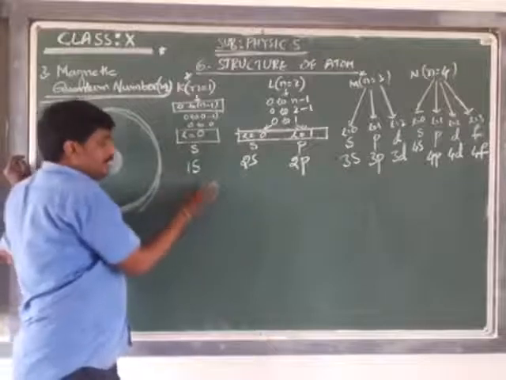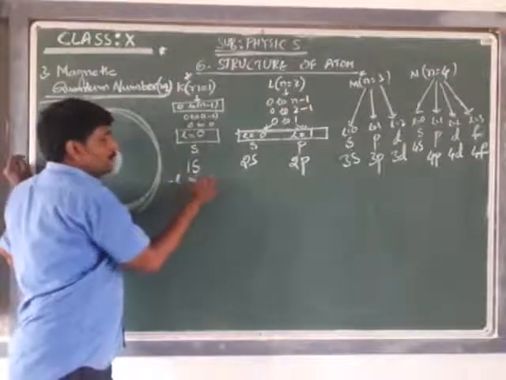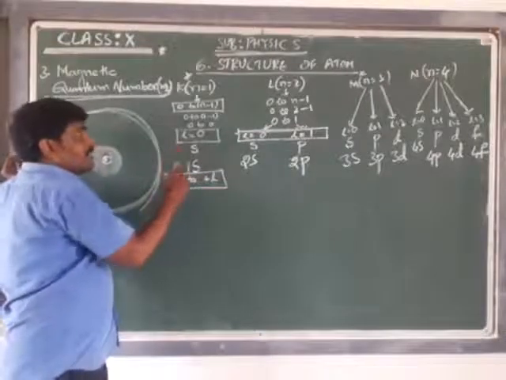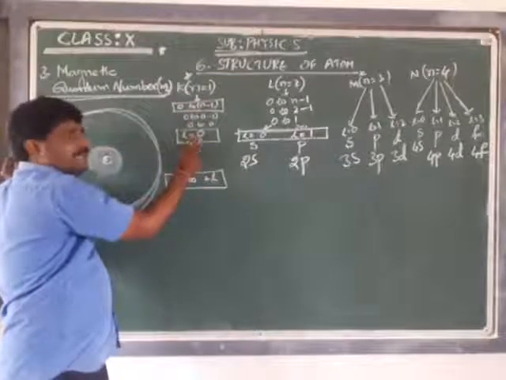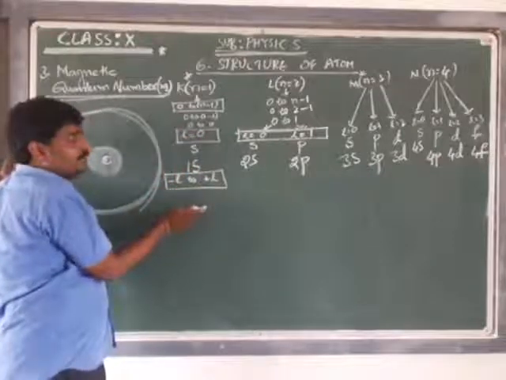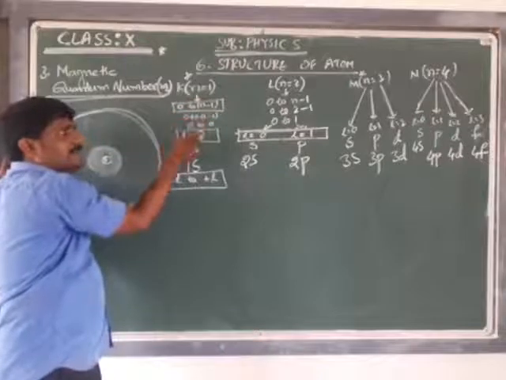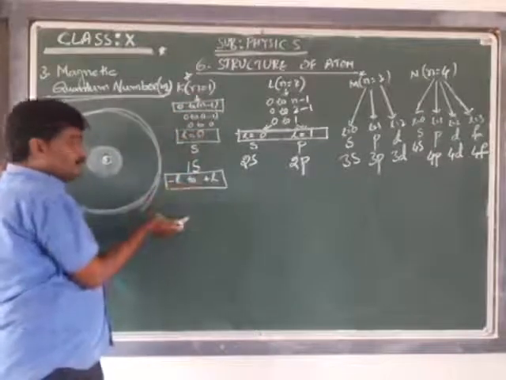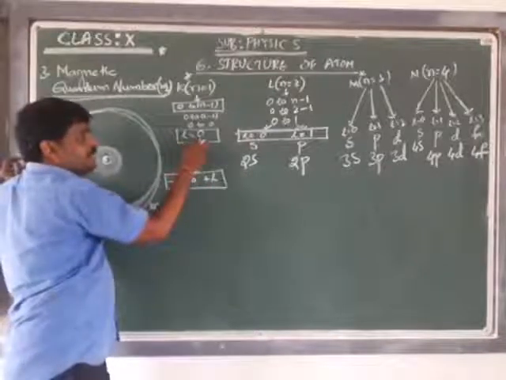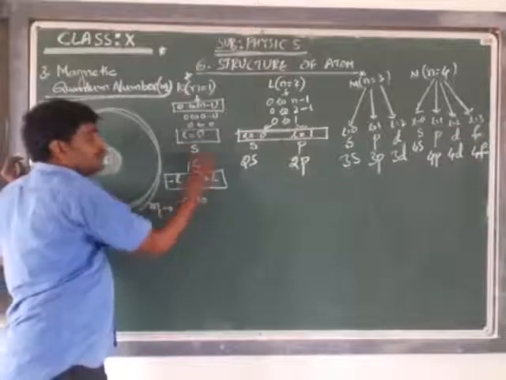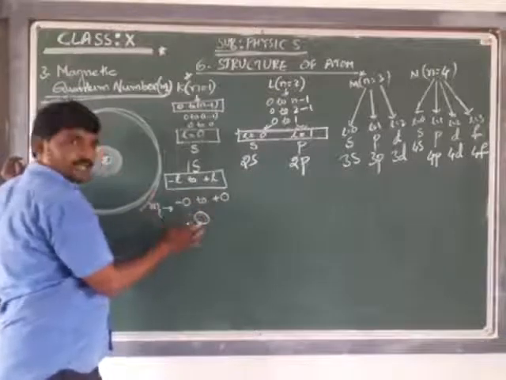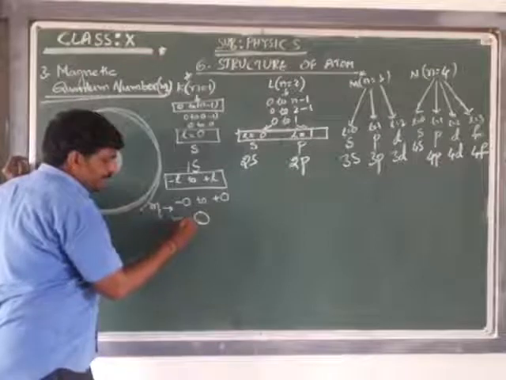We have one more formula, that is minus L to plus L. This is one more range we are taking into consideration. Based on N, we found the L value, the angular momentum quantum number. Based on the angular momentum quantum number, we are going to calculate the magnetic quantum number. Based on the L value, we get the ML value. That is, ML is minus L to plus L. In this case, minus 0 to plus 0, we have only one value, 0. That is, ML is 0.